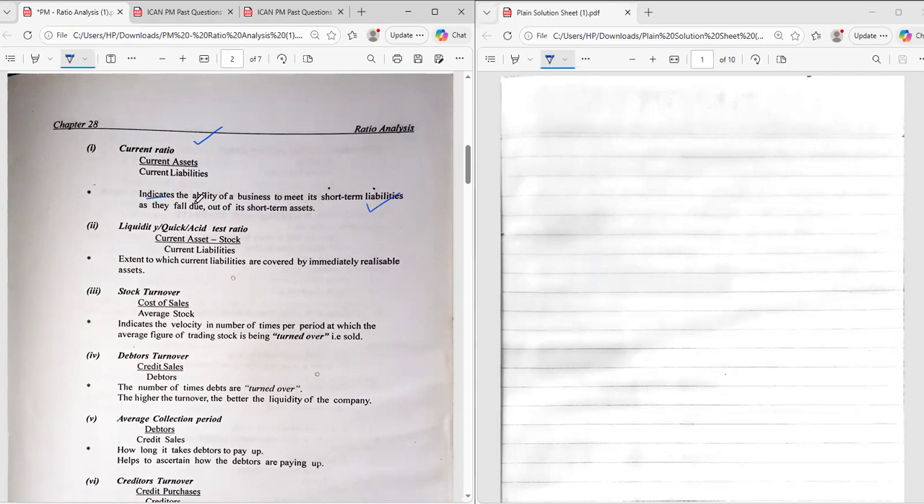It indicates the ability of a business to meet short-term liabilities as they fall due out of its short-term assets. That's the interpretation. So when you say current asset divided by current liability, what it's trying to tell us is, can your current asset pay for your current liability?